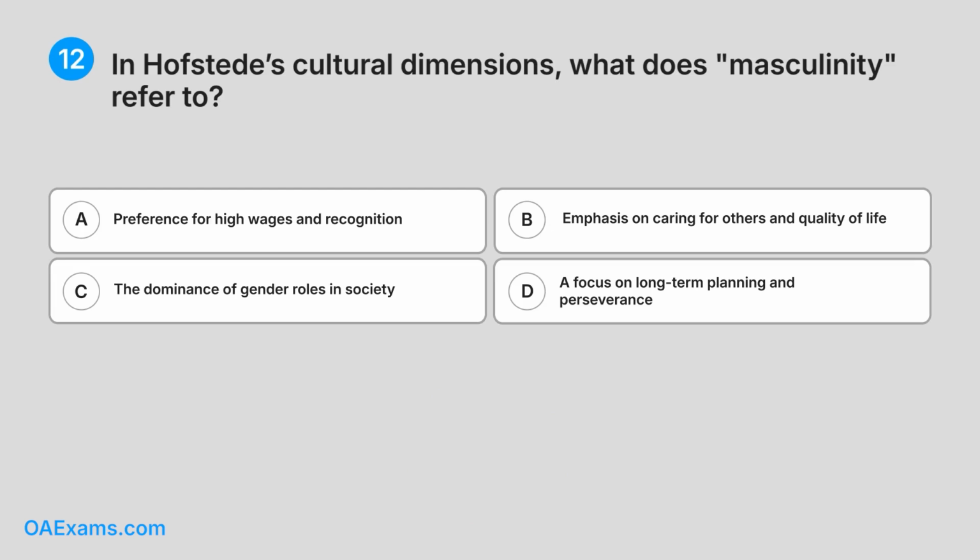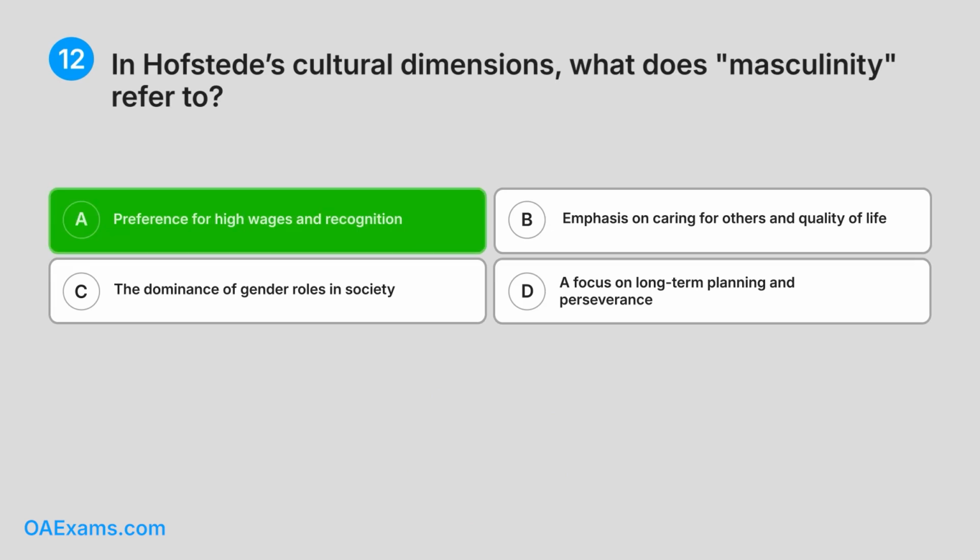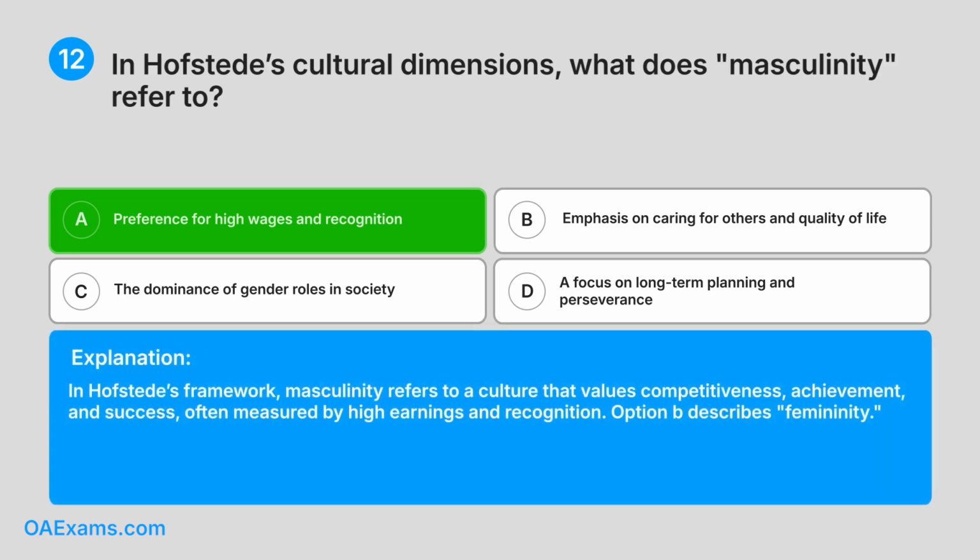Correct answer. A. Preference for high wages and recognition. Explanation. In Hofstede's framework, masculinity refers to a culture that values competitiveness, achievement, and success, often measured by high earnings and recognition. Option B describes femininity.